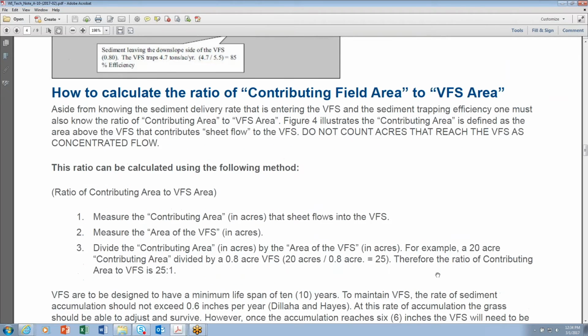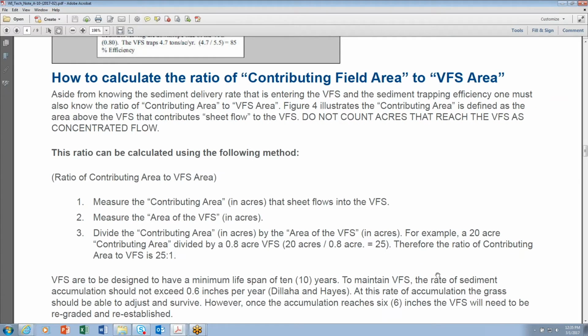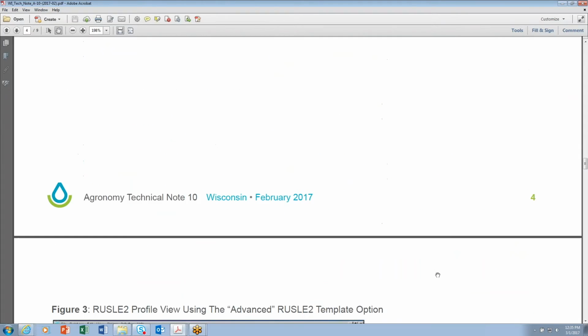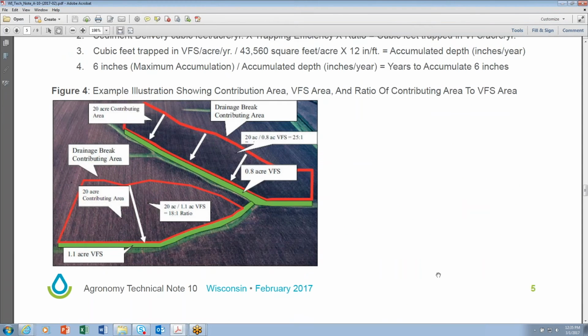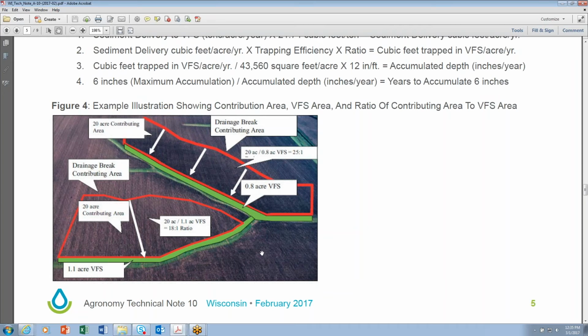And then if you want to challenge yourself to calculate the ratio, and if you notice, that is not required in the plans and specs, but it is a good thing to do just to make sure that you haven't found a unique circumstance where it won't last the 10 years. But the formulas are all right there. And again, what the formulas are doing is they're looking at the filter strip as a percentage of the whole area that is flowing into that surface water.